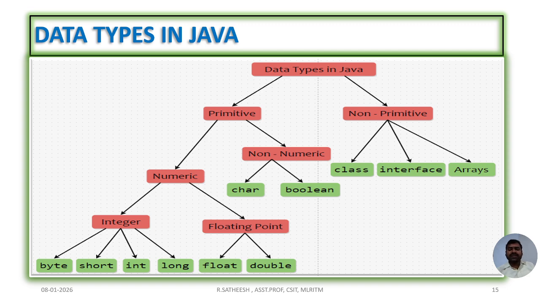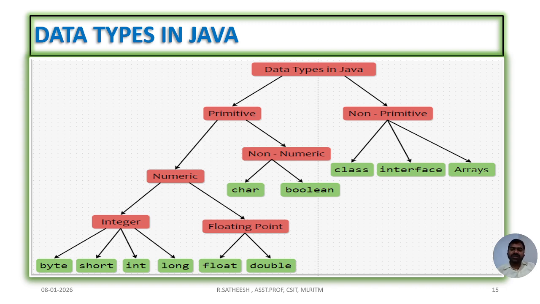And see, take any data type. Definitely, there is a specific size for that. Byte 1 byte, short 2 bytes, int 4 bytes, long 8 bytes, float 4 bytes, double 8 bytes. Coming to char 2 bytes, boolean 1 bit. Okay, there is a specific size for that. That's why we are calling it a primitive type.